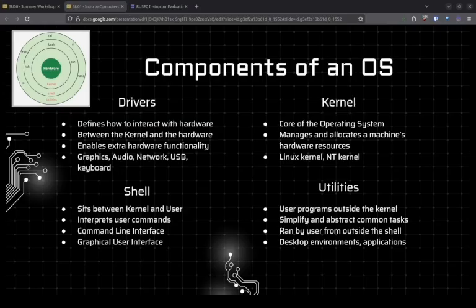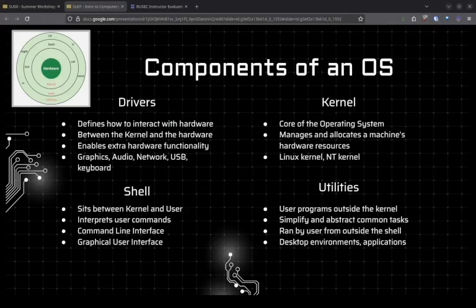Next up is the kernel, which is the core of the operating system. The kernel is the heart and soul of any operating system. What it does is manage the machine's resources for other programs that you might want to run. It basically sits between the software and the hardware. If a software program needs some resource, for example memory, the kernel would be there to allocate it and make sure the system is running fine.